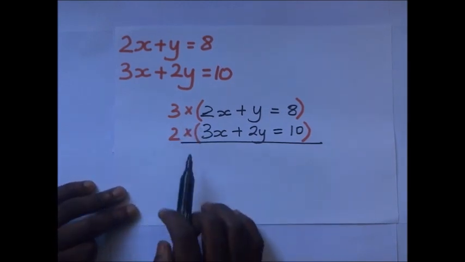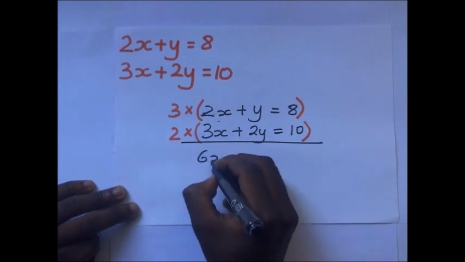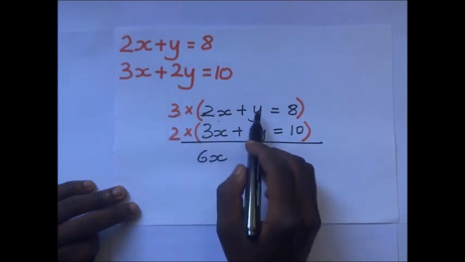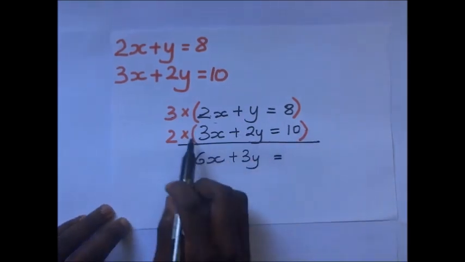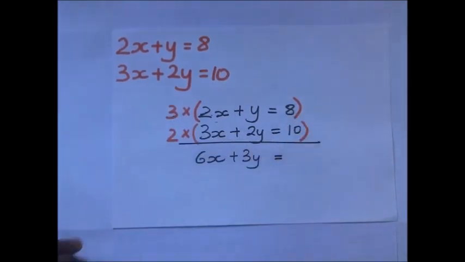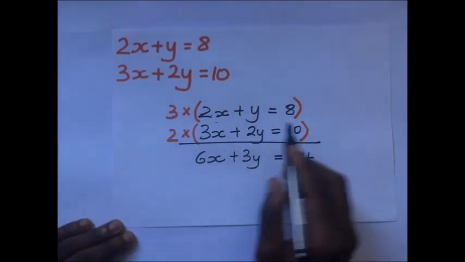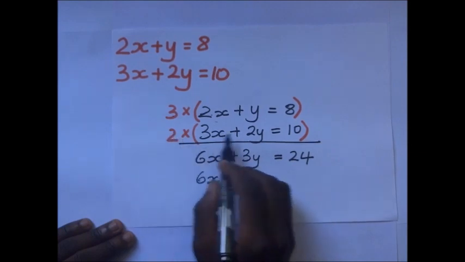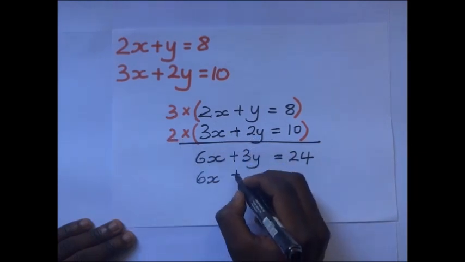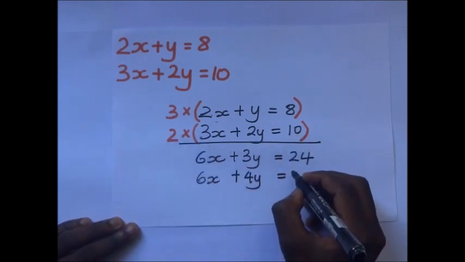So what comes next? 3 times 2x, 3 times 2 is 6x, 3 times y is plus 3y, is going to be equal to 3 times 8, which is 24. Then we come down here, 2 times 3 is 6x. 2 times 2y, that is positive 4y, is equal to 2 times 10, which is 20.